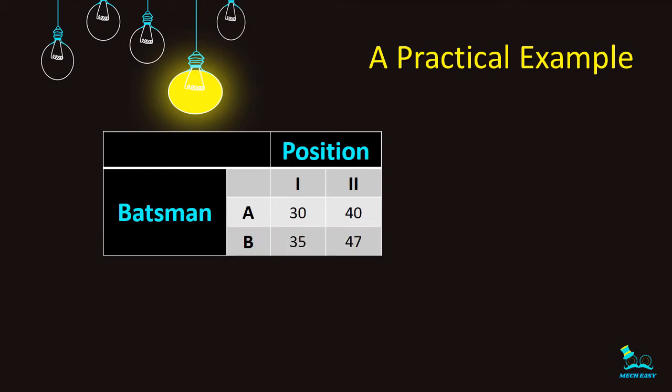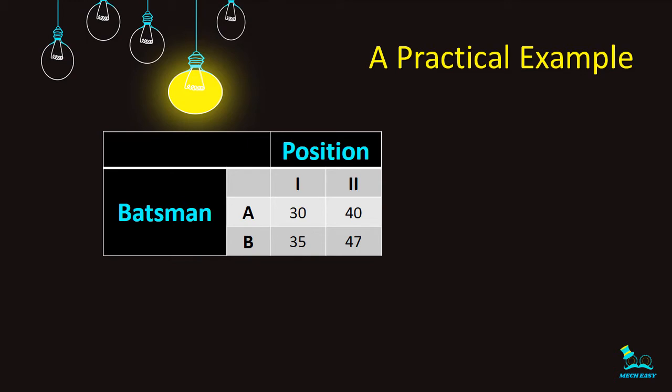We have two batsmen A and B for position number 1 and 2. The average runs of batsman A is 30 and 40 for position 1 and 2. And the average run of the batsman B is 35 and 47 for position 1 and 2. Now as a captain, what should be your decision to maximize your team score? Obviously you will say batsman A should come first and batsman B should be on the second position to maximize the team score.